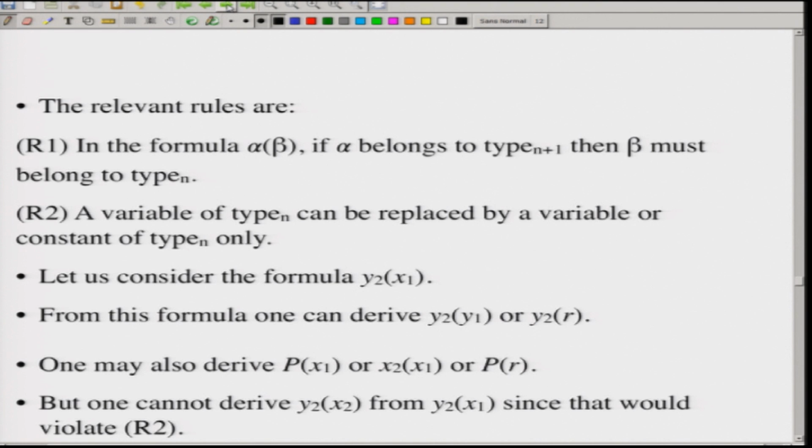Now, the relevant rules are: R1, in the formula alpha beta, if alpha belongs to type n plus 1, that is one step higher, then beta must belong to type n. Once again, this is put very loosely. Russell's rules are way more stringent and formal, but we are doing it informally. R2: a variable of type n can be replaced by a variable or constant of type n only.